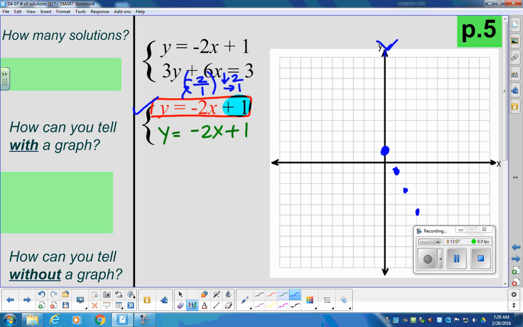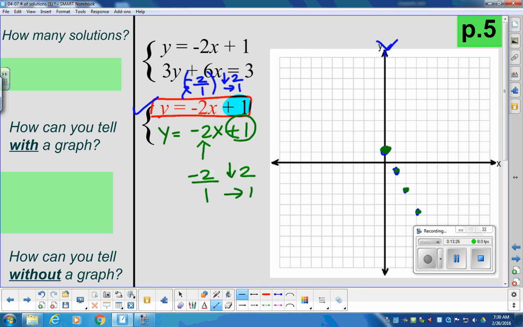All right, now I'm going to graph the second line. The second line, I start at positive 1. Oops, same point. My slope is negative 2, which means negative 2 over 1. It means I go down 2, right 1. So I go down 2, right 1, down 2. Wait a minute. Right 1, down 2, right 1. They are the exact same line. How could that be? So as I look at the equations, my equations are y equals negative 2x plus 1. The y-intercepts are exactly the same, and the slopes are exactly the same. Yeah, they are the exact same line.